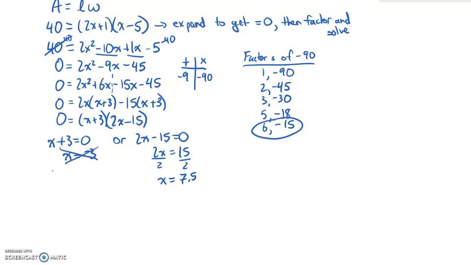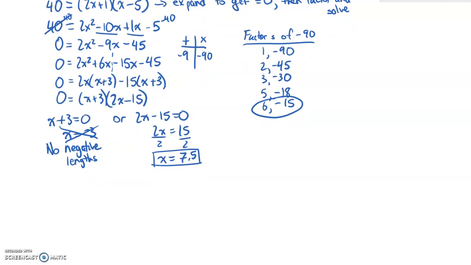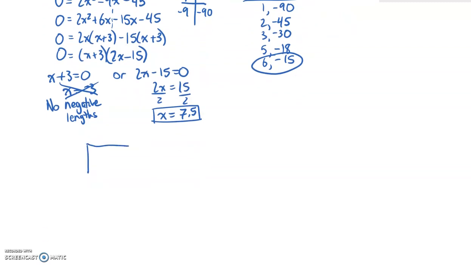Well, it can't be negative 3 because we can't have negative lengths. And we know one of the dimensions was x minus 5, so that would definitely give us a negative length. So it must be x equals 7.5. So now we go and we say, well, what are the dimensions? Let's just draw that rectangle one more time here. That's definitely not a triangle, that's a rectangle. And what we have is dimensions of 2x plus 1 and x minus 5.